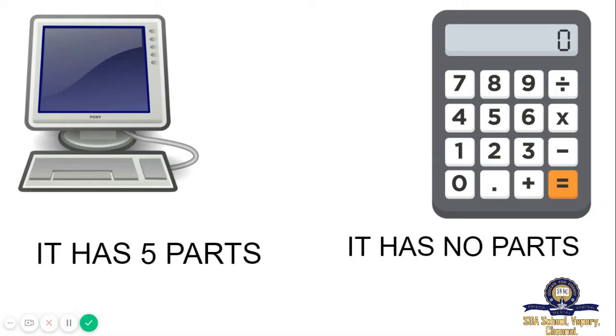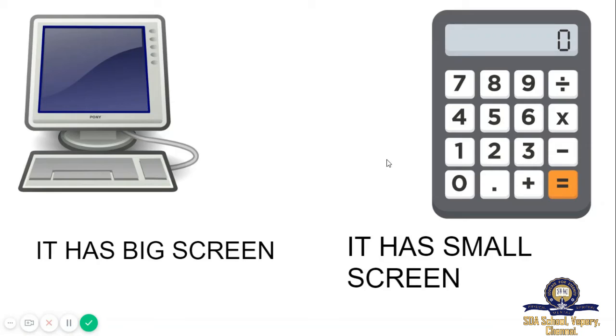Computer has 5 parts. What are those 5 parts? Just now I explained them: monitor, CPU, keyboard, mouse, speaker. But a calculator has no parts. It is a single part. Next, the screen is a big difference. A computer has a very big screen like a TV, but a calculator has a very small display. Only the digits can be shown, not pictures or other things. So the screen makes a big difference.